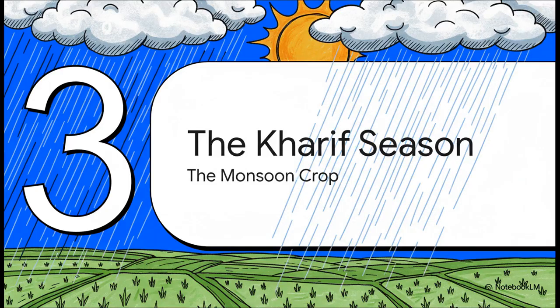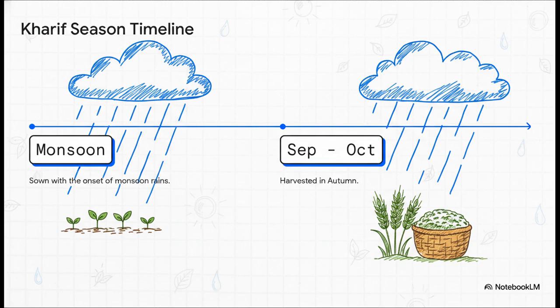And now for our second major season, Kharif. This is easy. If Rabi is the winter crop, then Kharif is the monsoon crop. Its entire life cycle is ruled by the arrival of those all-important monsoon rains. You see, the timing for Kharif crops is pretty much dictated by nature. The sowing happens right when the monsoon starts, which can vary across the country, and the harvest takes place in September and October, just as those rains start to fade away. It's a perfect example of rain-fed agriculture.